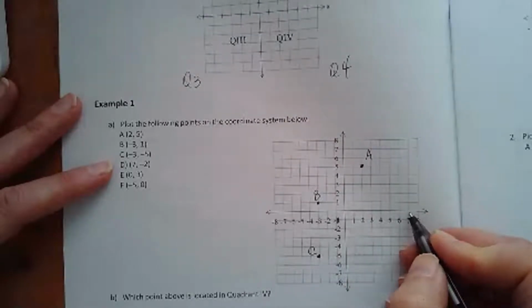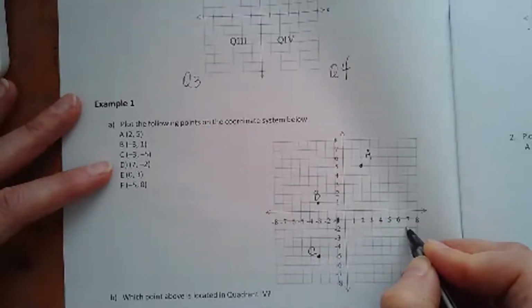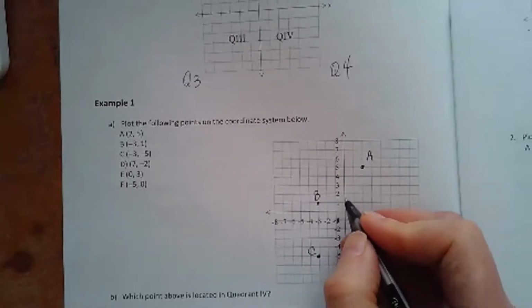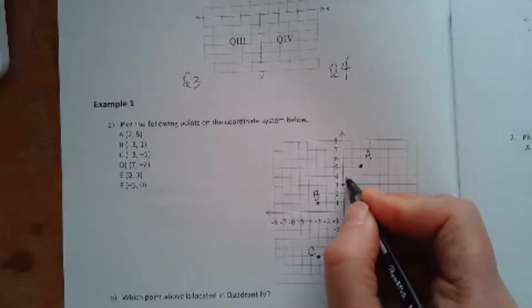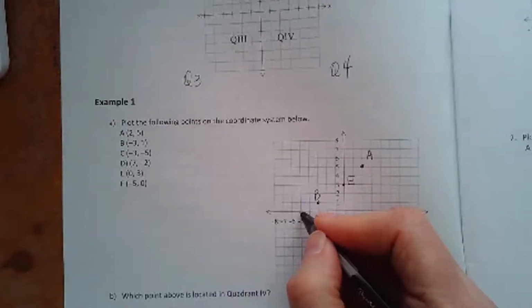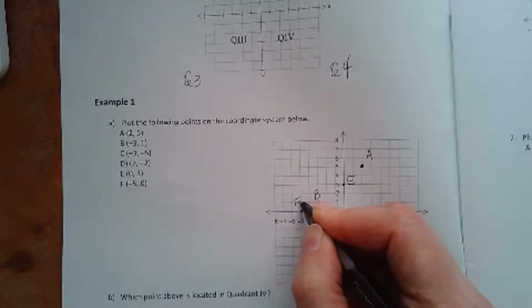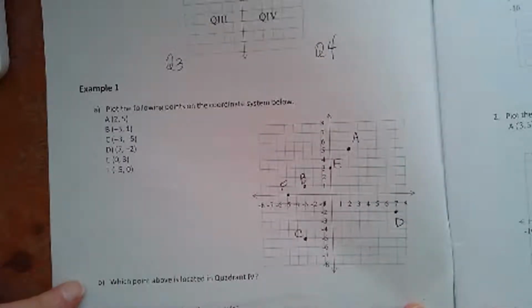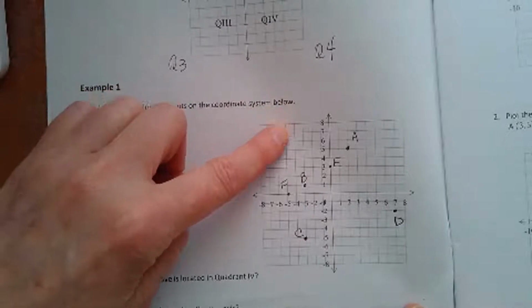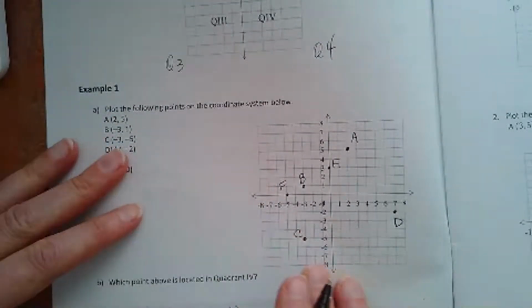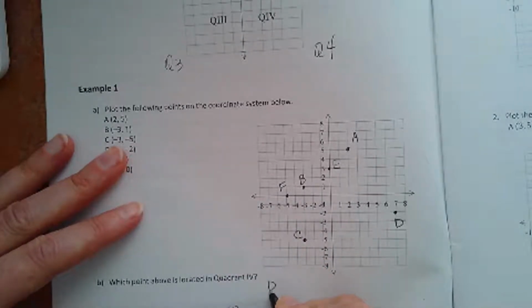D has a +7 for x and a -2 for y. So that's D. E is 0 for x and 3 for y. So that's E. And F is -5 for x and 0 for y. So that's F. Okay? A, B, C, D, E, F. And now it asks some questions about the quadrants. Which point above is located in quadrant 4? Well, quadrant 1, quadrant 2, quadrant 3, quadrant 4, that would be point D.